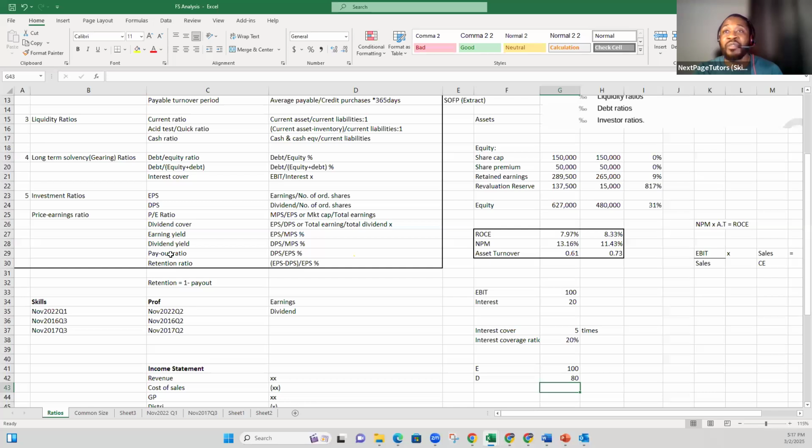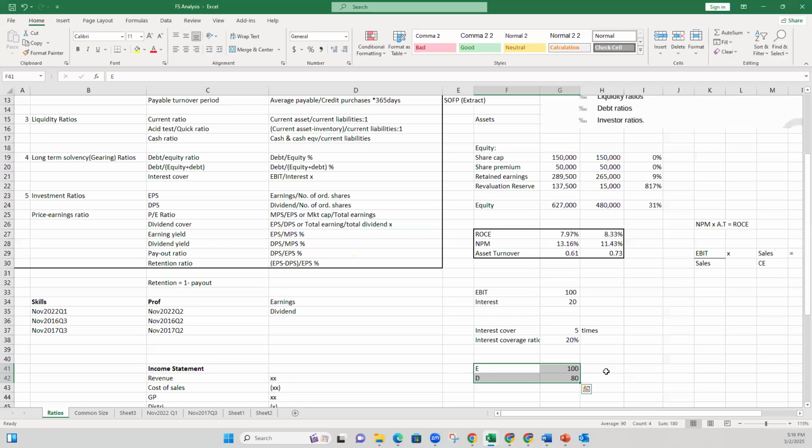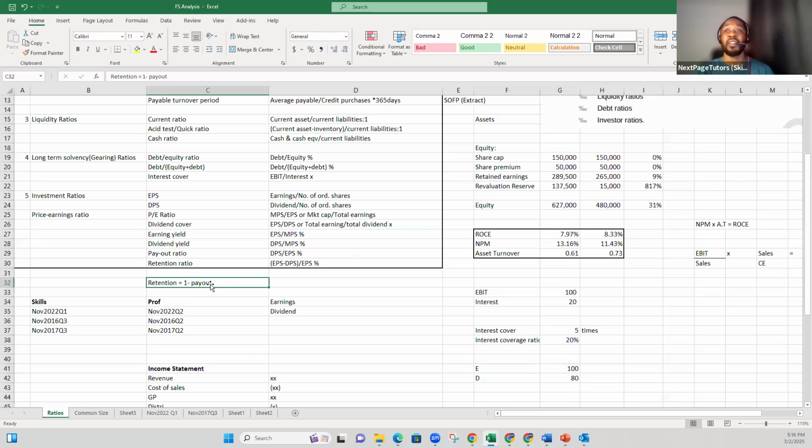So do you now agree with this formula that says DPS over EPS, D over E, or you can also get it as total dividend divided by total earnings to give you the same thing. So look at this. If you paid out 80%, what did you retain? 20%. Very clear. And that is why your retention ratio is 1 minus payout. That's what I left under this table.